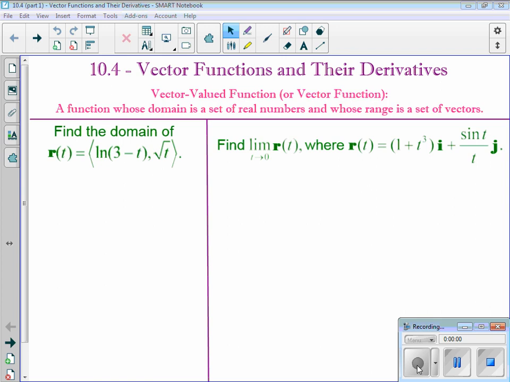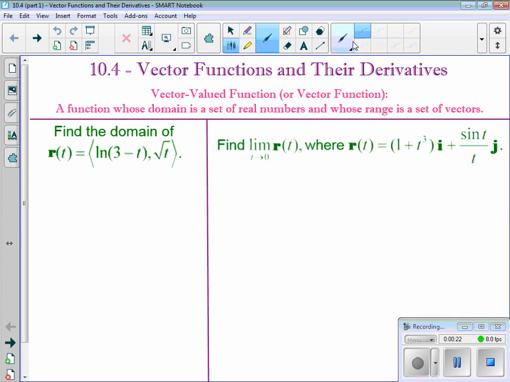Vector functions and their derivatives. Vector valued functions, or vector functions, you might see them called either way, are the same thing. It's a function whose domain is a set of real numbers and whose range is a set of vectors. So we're going to try to find the domain of this vector function here.